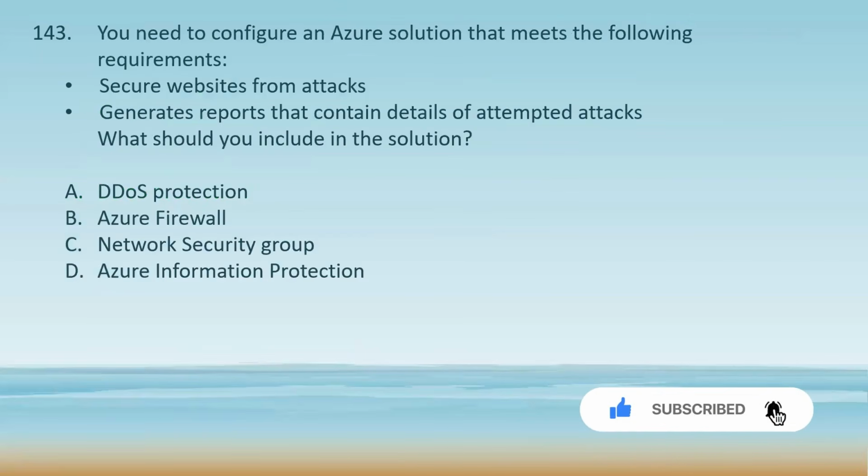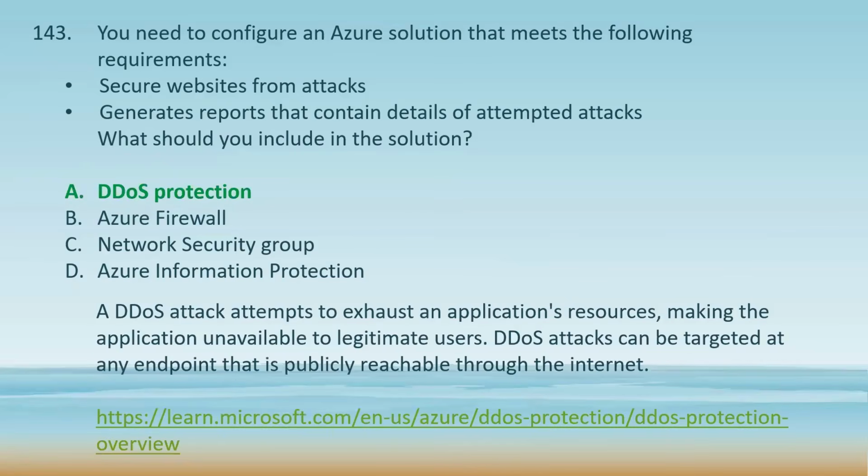Question number 143 of the series. You need to configure an Azure solution that meets the following requirements. Now, the requirements are: secure websites from attacks, and generate reports that contain details of attempted attacks. What should you include in the solution? Your options are DDoS protection, Azure Firewall, Network Security Group, Azure Information Protection. And the correct answer in this case is option A, DDoS protection.